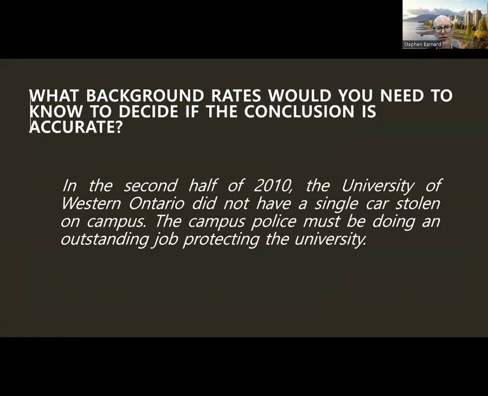Let's take a look at this example. In the second half of 2010, the University of Western Ontario did not have a single car stolen on campus. The campus police must be doing an outstanding job of protecting the university. Okay, so in this case, we have a statistic being used as the premise. Not a single car was stolen on campus during the second half of 2010, which leads to the conclusion that the police must be doing an outstanding job protecting the university. But are the campus police doing an outstanding job?